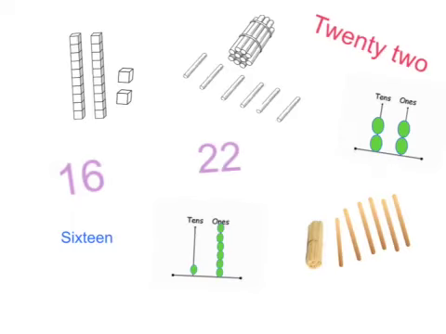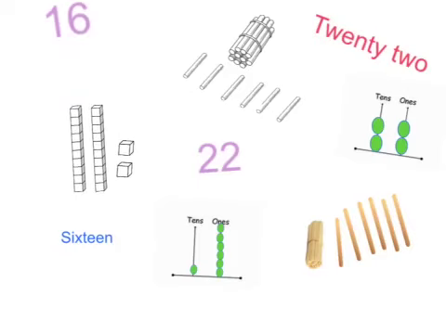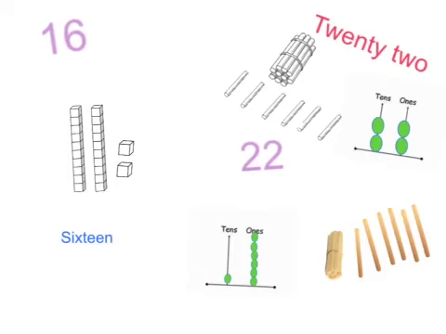Okay, here we're going to do a little bit of sorting now. You're going to try and help me out. I have got two numbers here that I am showing in different ways. I'm trying to show the number 16 and the number 22. So I need to match them all up. Let's start with finding the numeral 16. I'm going to drag 16 to the top. That's the numeral.